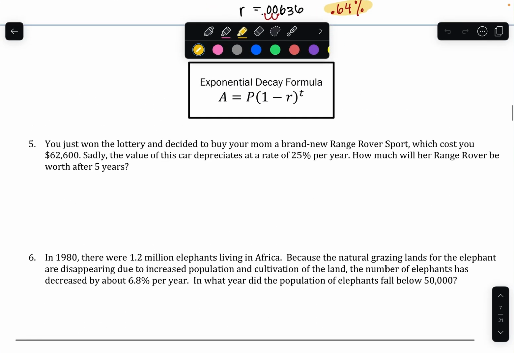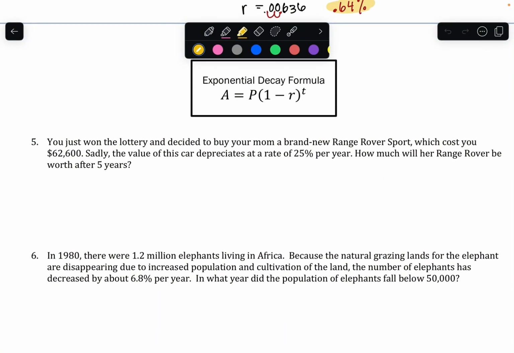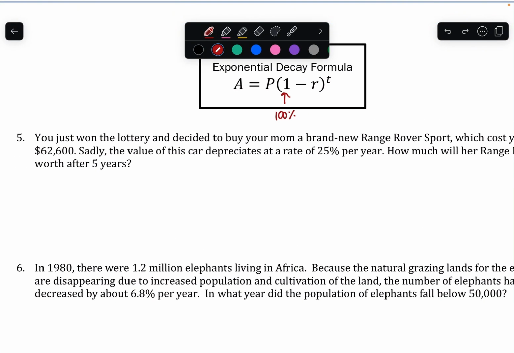All right, in these last two examples, we are actually doing decay. And so it's the same formula, only instead of adding to 1, we are subtracting from 1. And that 1 represents 100%. Okay, and so when you are growing by a percentage, you want to add that percentage to the original 100%. That's how it's going to grow. And then if you are losing a percentage, that's when you subtract that percentage from 100%. And so that kind of helps make the formula make a little more sense.